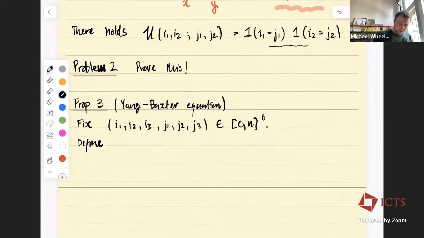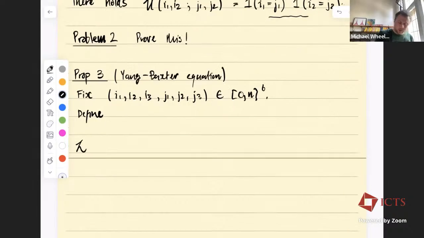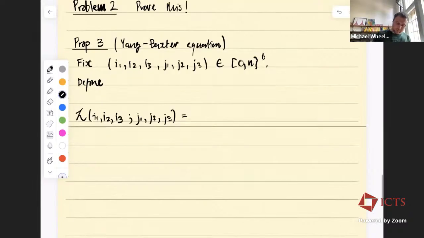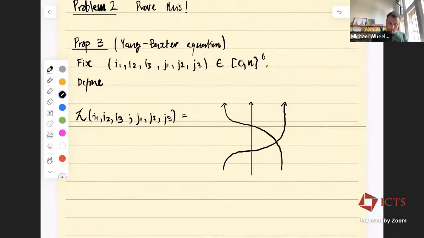So here's the first one. I'll write it as L for, let's say, left-hand side. I1, I2, I3, J1, J2, J3. And that's going to be the following. So I'll have, again, one line that just goes straight. I'll have one line that migrates like this, and then the other line will migrate like that.